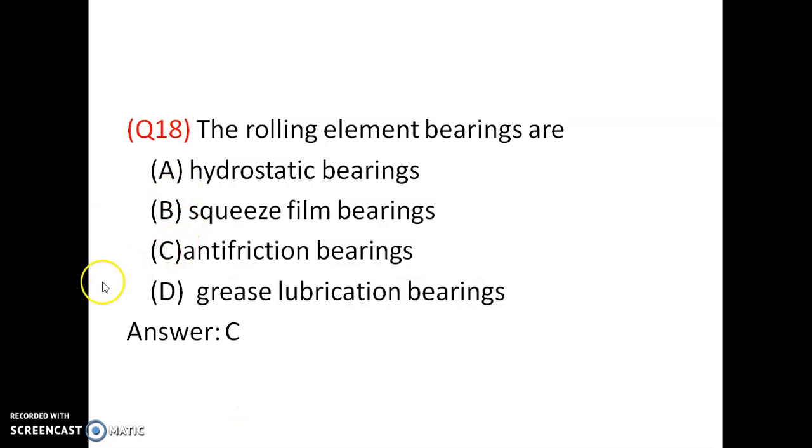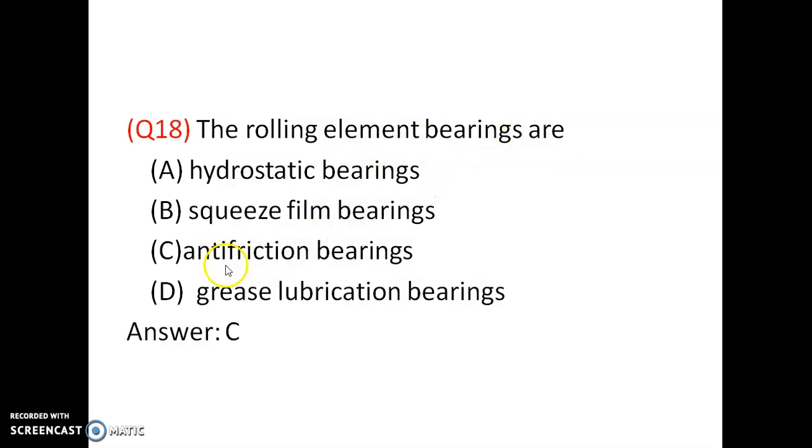The rolling element bearings are: option A, hydrostatic bearings; skew film bearings; anti-friction bearings; grease lubrication bearings. So bearings are classified into sliding contact and rolling contact bearings. Sliding contact bearings are journal bearings, but rolling contact bearings are roller bearings, ball bearings, and needle bearings. These are examples of rolling contact bearings.